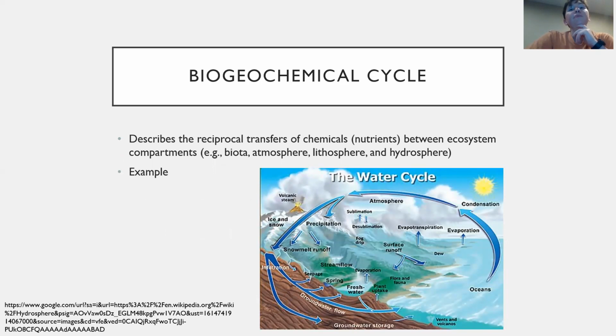So a biogeochemical cycle describes the reciprocal transfers of chemicals or nutrients between ecosystem compartments. An example of this would be the hydrosphere or the water cycle. This image just basically shows how water moves from oceans or lakes and then gets evaporated, condenses, and precipitates as snow, ice, or rain. And then you have runoff and groundwater flow from melts or directly from the rain into streams, springs, fresh water, and then it goes back into the oceans.